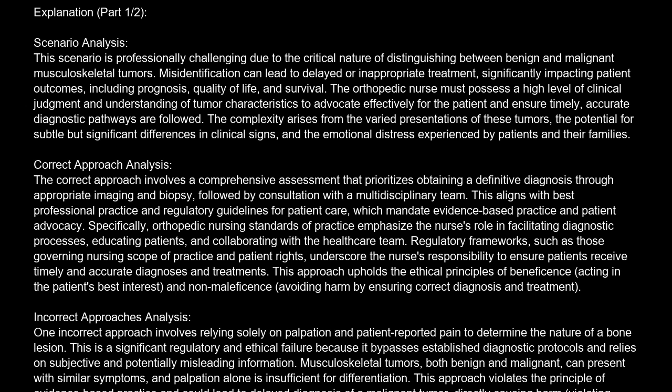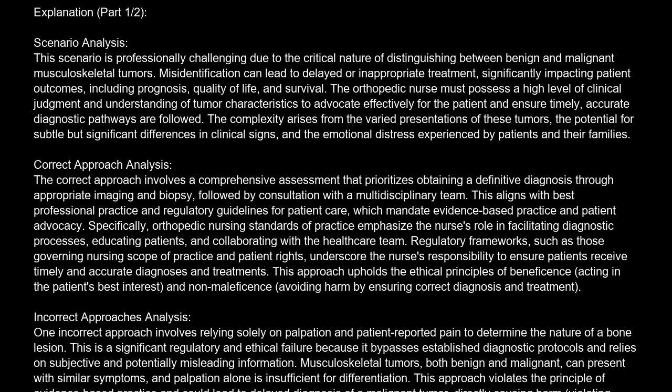Explanation. Scenario analysis. This scenario is professionally challenging due to the critical nature of distinguishing between benign and malignant musculoskeletal tumors. Misidentification can lead to delayed or inappropriate treatment, significantly impacting patient outcomes, including prognosis, quality of life, and survival. The orthopedic nurse must possess a high level of clinical judgment and understanding of tumor characteristics to advocate effectively for the patient and ensure timely, accurate diagnostic pathways are followed.